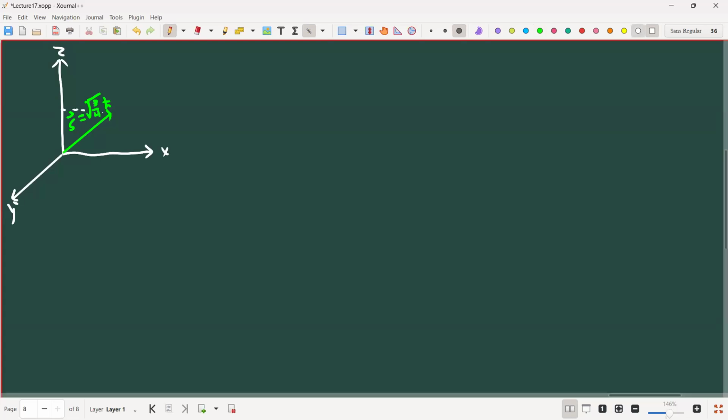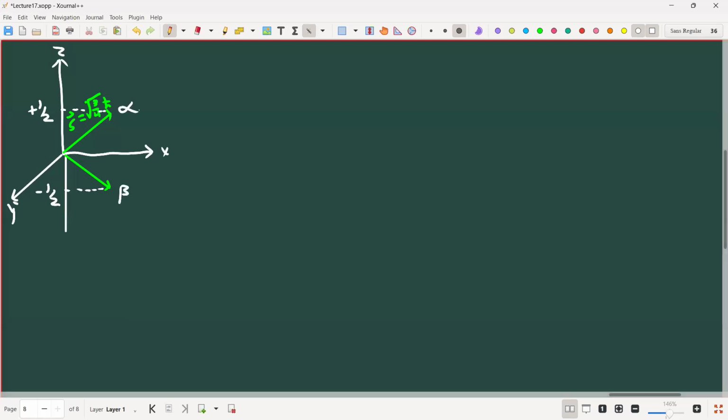The first orientation is +1/2 along the z-axis. And there's an equivalent one pointing in this direction, which is the -1/2 state. Okay, so this is what we call beta, and this is what we call alpha. It's an angular momentum vector with either +1/2 or -1/2 component.